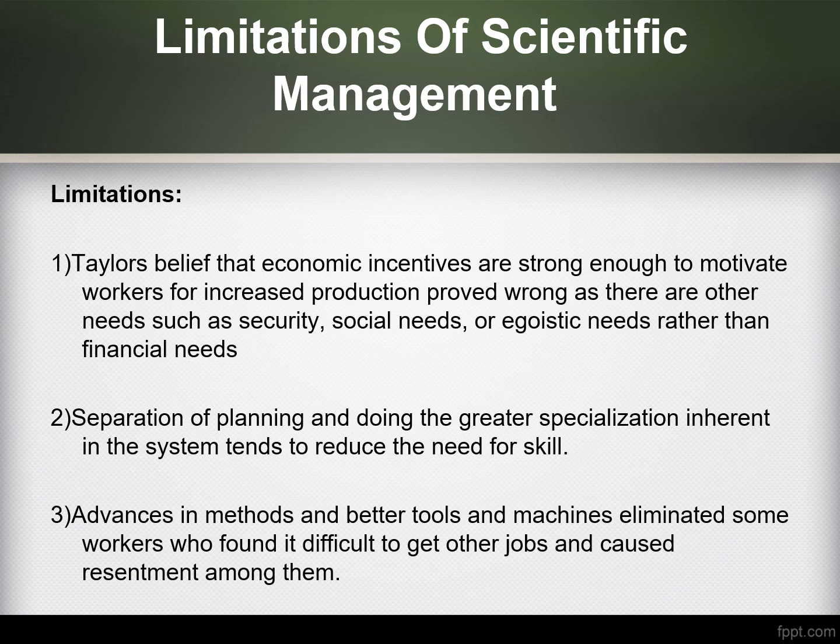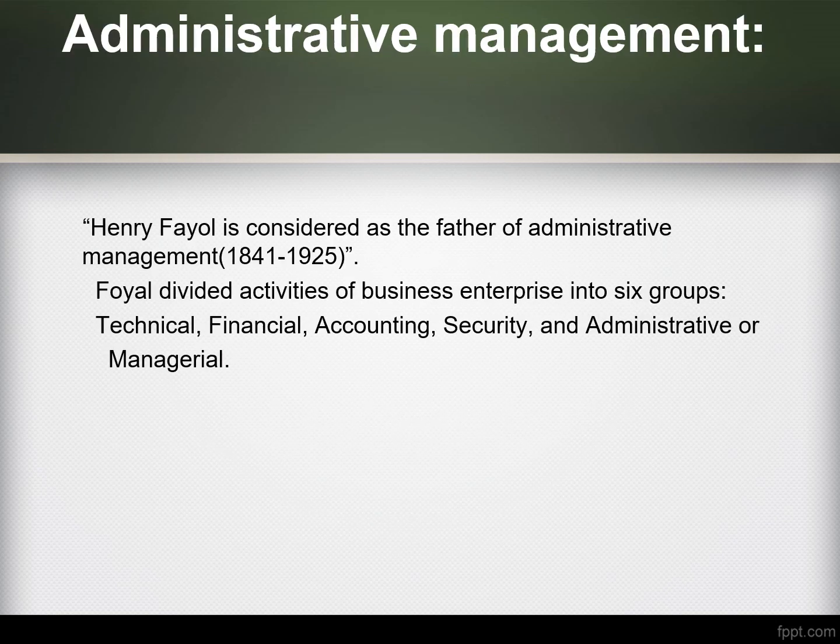The second is separation of planning and doing. The greater specialization inherent in the system tends to reduce the need for skill. Also, advances in methods and better tools, such as machines, eliminated some workers who found it difficult to get other jobs and caused resentment among them. So he advanced the methodology by adding machinery to his organization, which made workers give up their work. The human resource was declined, as people were replaced with machines, and workers who could not find new jobs felt resentment. This is one of the limitations of scientific management.